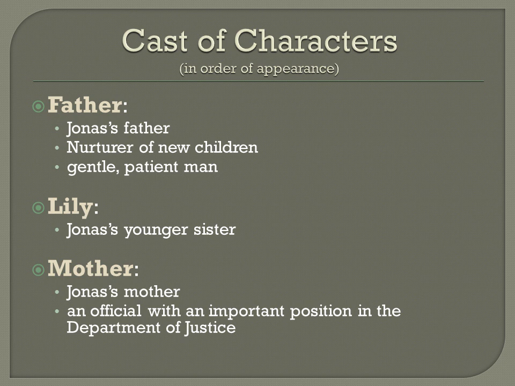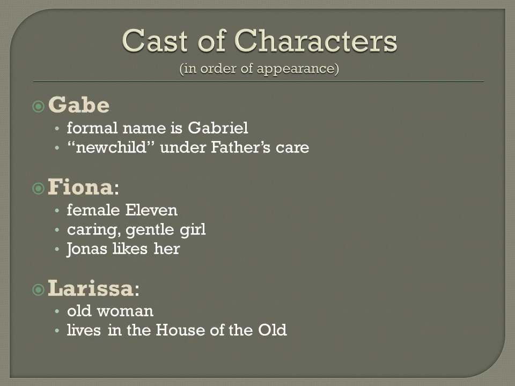Mother does not have a name, like father doesn't. She is Jonas's mother. She is an official within the community. She has an important position at the Department of Justice. Gabe is a child whose formal name is Gabriel. He is a new child who, at the nurturing center, is under father's care. And father ends up bringing him home to nurture him within the house, or within his family unit as well.